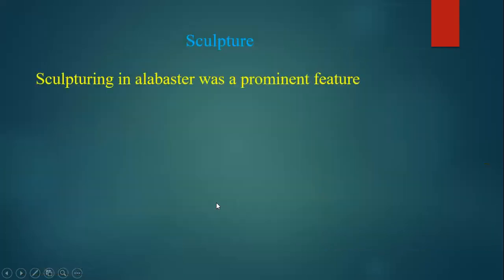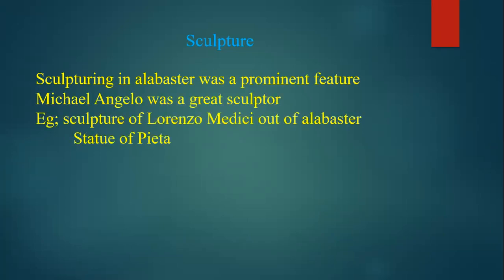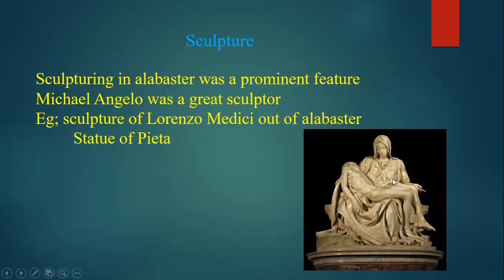And here, sculpture. Sculpting in alabaster was a prominent feature. We have seen the statue of Lorenzo de Medici done by Michelangelo. So it was made from alabaster. Michelangelo was a great sculptor. This is the statue of Pieta, Jesus and Mother Mary, in alabaster.